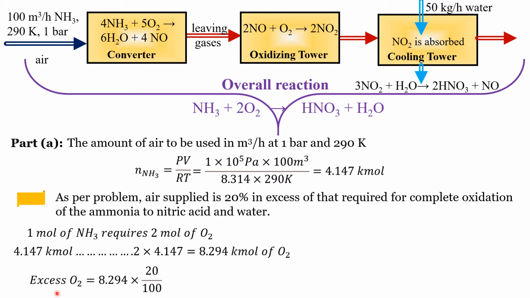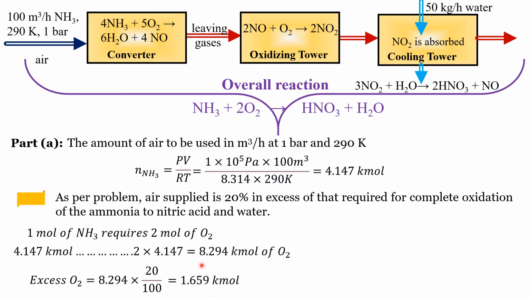Now we need to find the excess O2. 20% excess O2 is used, so 20% of the required amount will be equal to 8.294 into 20 by 100. This is the excess that is used. It will come out as 1.659 kilomole. So this one is the theoretically required oxygen and this one is the excess oxygen.